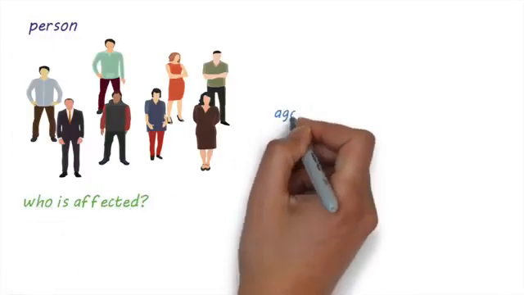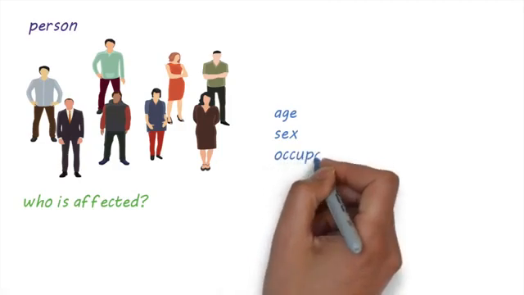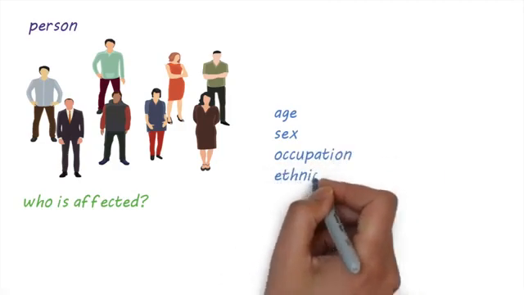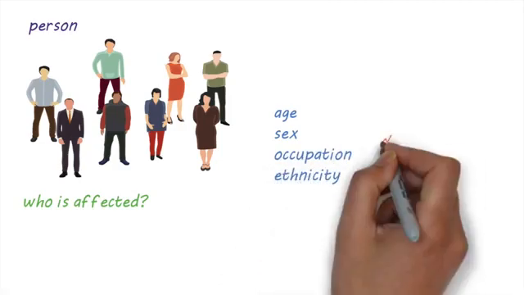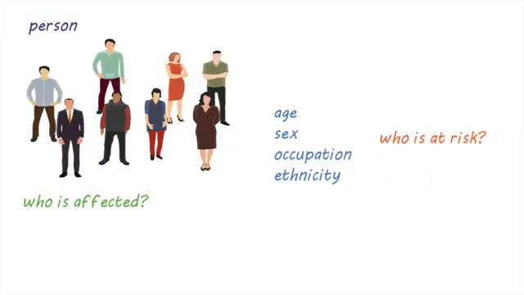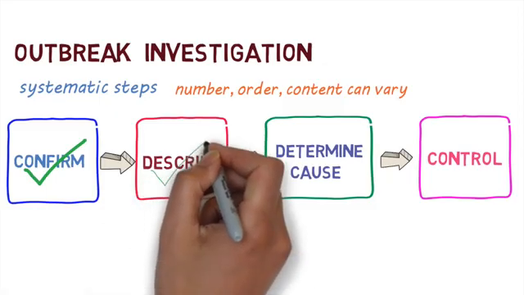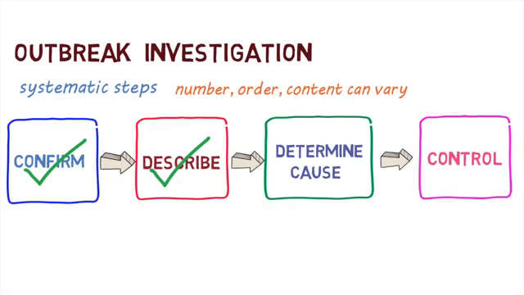Describing people who are affected by the outbreak, for example by age, sex, occupation, and ethnicity, can provide useful insights into the disease. It allows investigators to figure out who is at further risk. And that's a look at the second step of outbreak investigation, which is how to describe an outbreak.